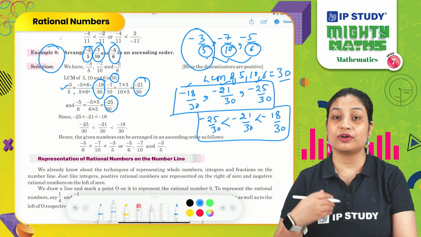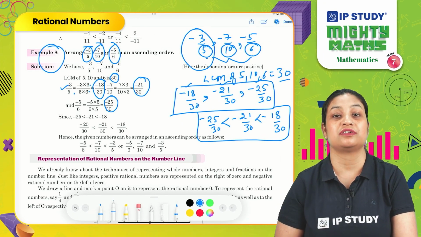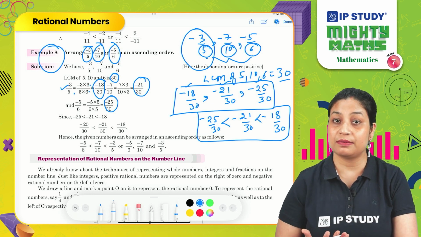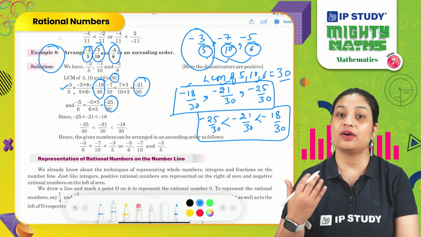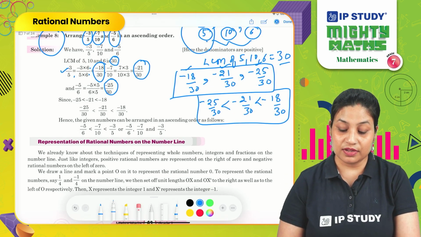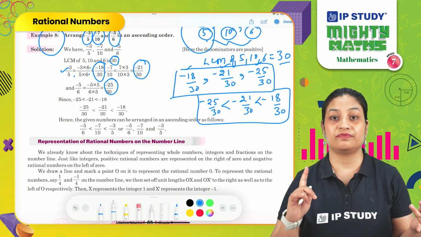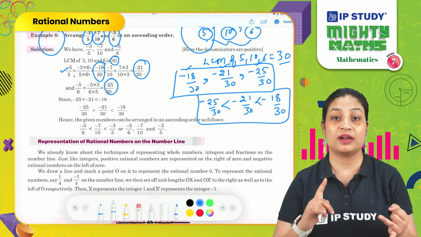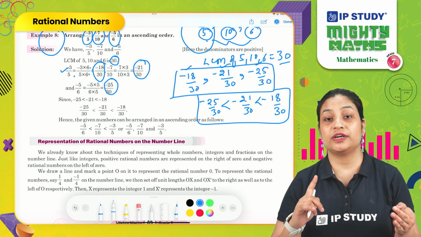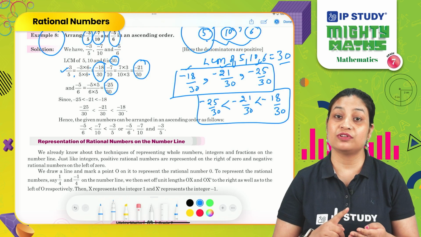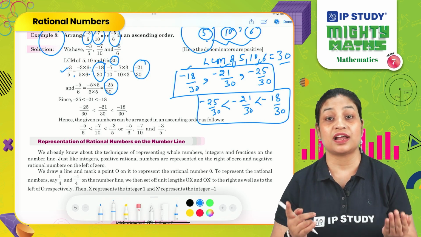This example not only helps us to compare rational numbers, but also gives us an idea how to arrange rational numbers in ascending or descending order, right? So now this is all about how to compare rational numbers, how to check if the two given rational numbers are equivalent, and we have covered how to write simple form or reduced form of a rational number, and we have also checked how the rational numbers are classified.